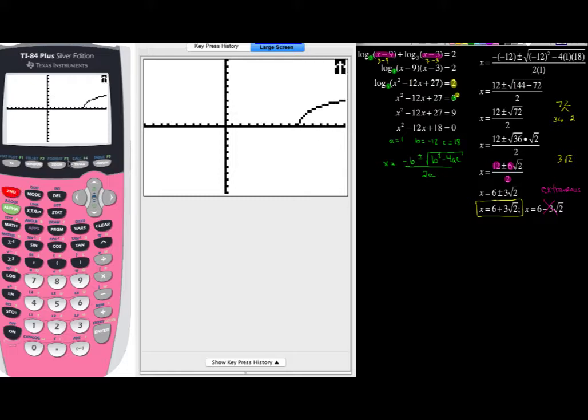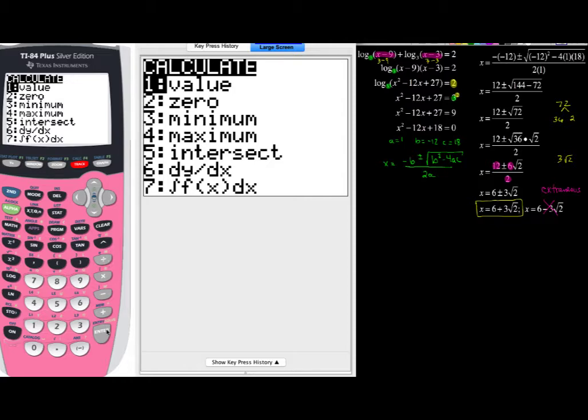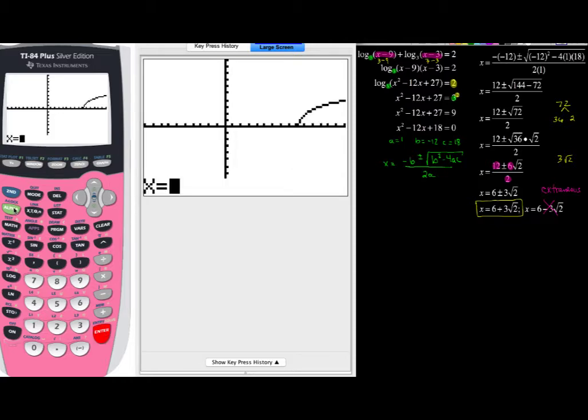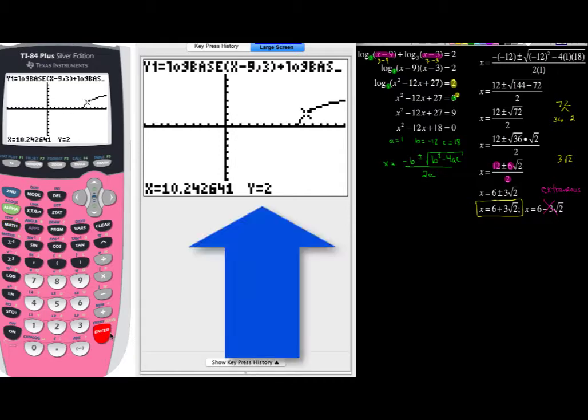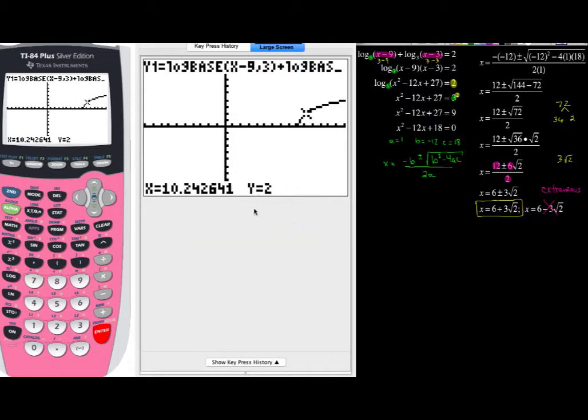Again, I'm going to hit second and then trace and then value, but this time I'm going to be a little bit lazy. I'm just going to alpha and then a, because that's what I've stored there. And boom, look, right there, y equals 2. Shazam, we're rock stars. All right, so that's how you can check your solution using your TI-84 graphing calculator for solving logarithmic equations.